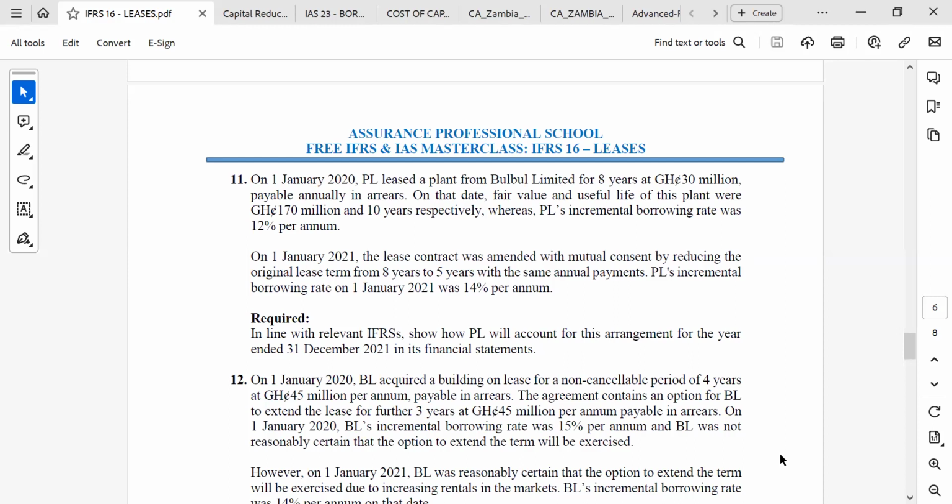On 1st January, how many years' rental are we going to be paying? We are left with how many years' rentals if the lease period should now be 5 years? The agreement was done in January 2020, and now we are doing this in January 2021. We are left with how many years of lease to pay? 4. That will be 4 years. So it means that we have done 1 year. The lease period is now 5 years, but we have already done 1 year, left with 4 years. So you now have to calculate your lease liability for the remaining 4 years.